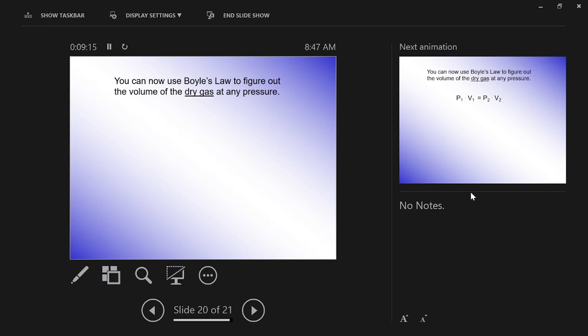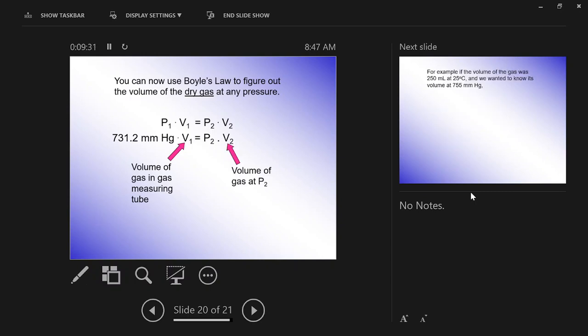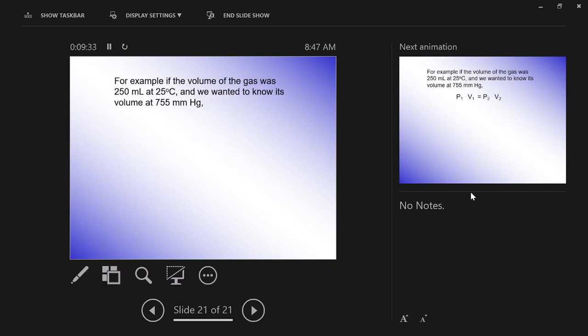You can also use Boyle's law to figure out the volume of dry gas at any pressure. P1V1 equals P2V2. So there's our pressure, that's our volume of the gas in the measuring tube, and there's the volume of the gas at pressure 2.